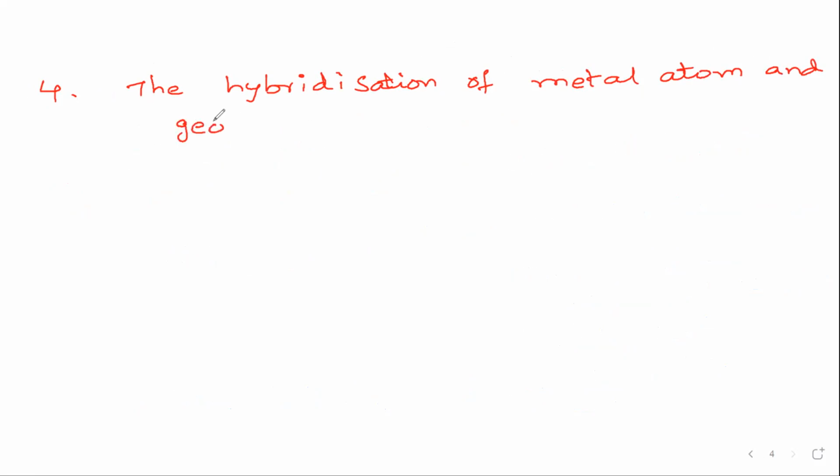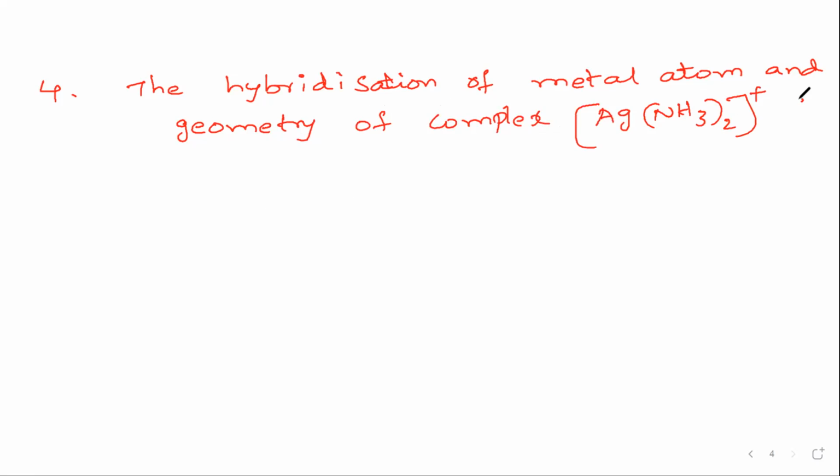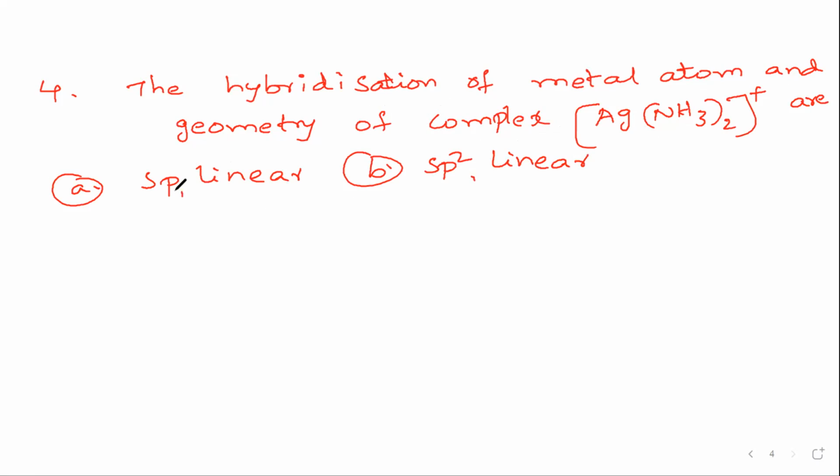and geometry. The hybridization of metal atom and geometry of the complex silver NH3 taken twice plus. Simple it is. Since coordination number is 2, we can say the shape of the molecule is sp or linear. Option B, it is sp2 linear. Option C, it is sp2 trigonal planar.